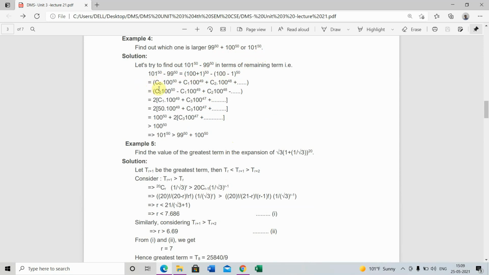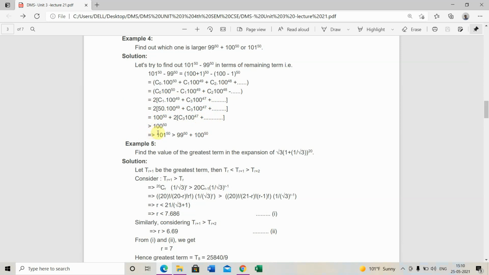So C0 100^50 + C1 100^49 + C2 100^48 and so on, minus C0 100^50 − C1 100^49 + C2 100^48 and so on, equals 2 times C1 times 100^49 + C3 times 100^47 and so on, or 2 times 50 times 100^49 + C3 times 100^47 and so on.